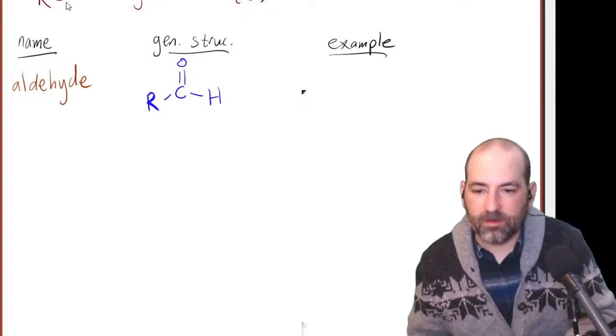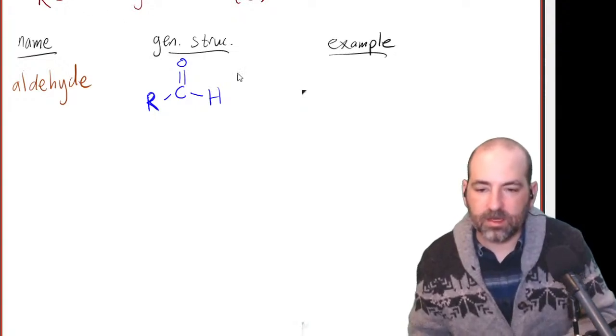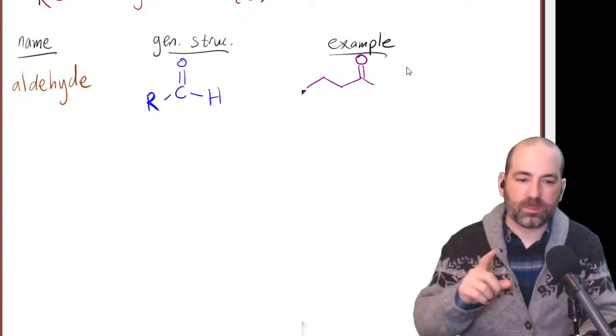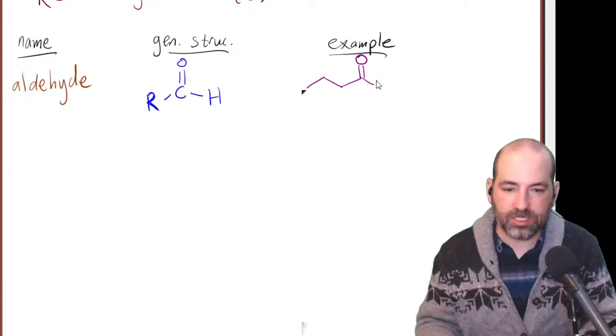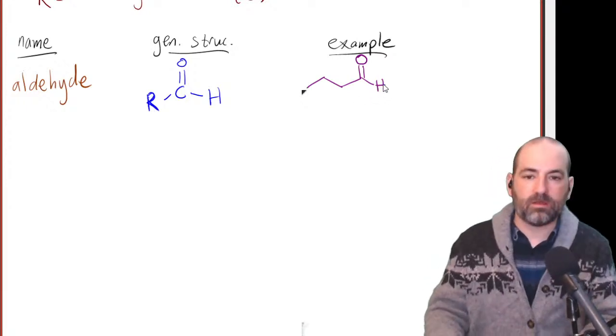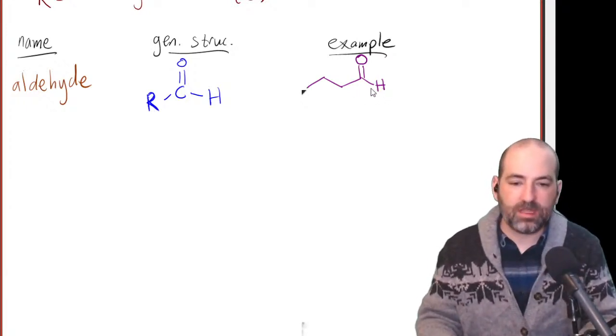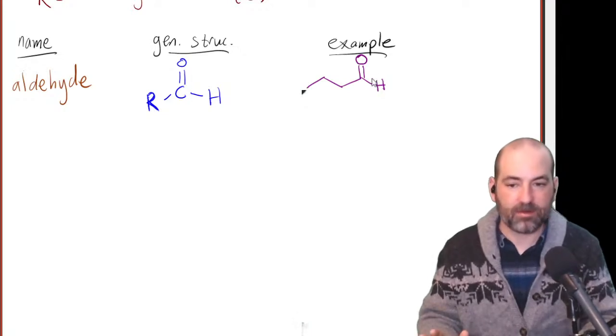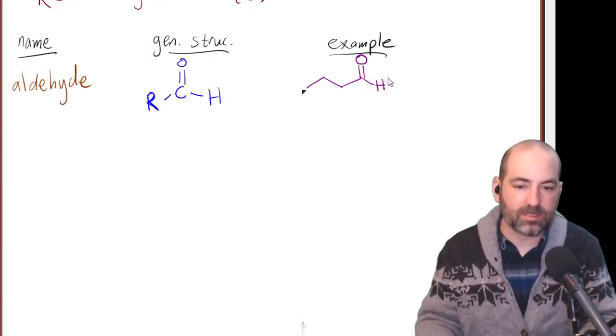So an example of that in a line structure, if we were to draw something like this, we have to be really careful here. We have to write this H here because remember what a line structure means. If we leave that H off, then we're assuming that that's a carbon right there. And that's not a carbon right there. That's a different functional group. We need to make sure there's a hydrogen there.